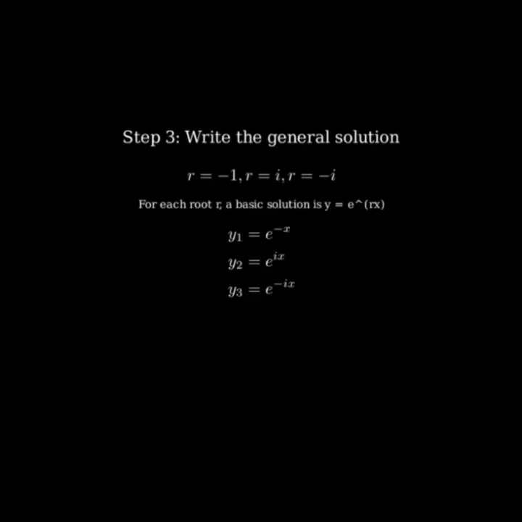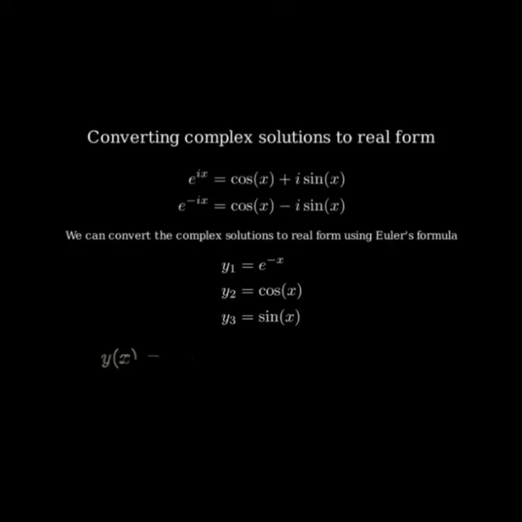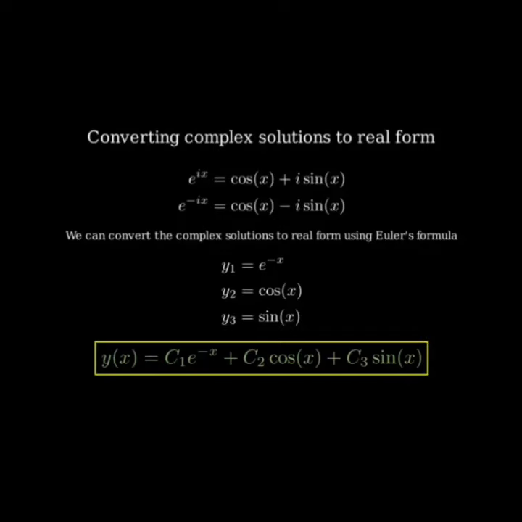Step 3. Now we write the general solution. For each root r, a basic solution is y = e^(rx). With our three roots, we get three basic solutions: y1 = e^(-x), y2 = e^(ix), and y3 = e^(-ix). We can convert the complex exponential solutions to real form using Euler's formula.